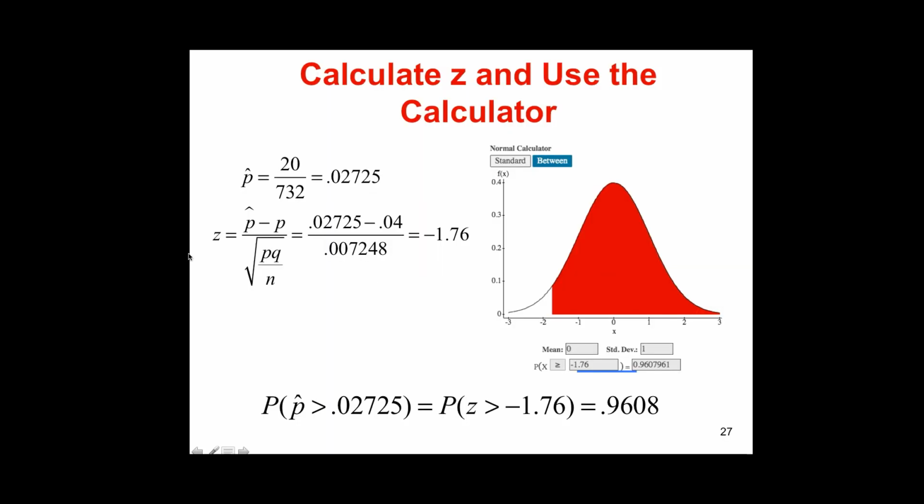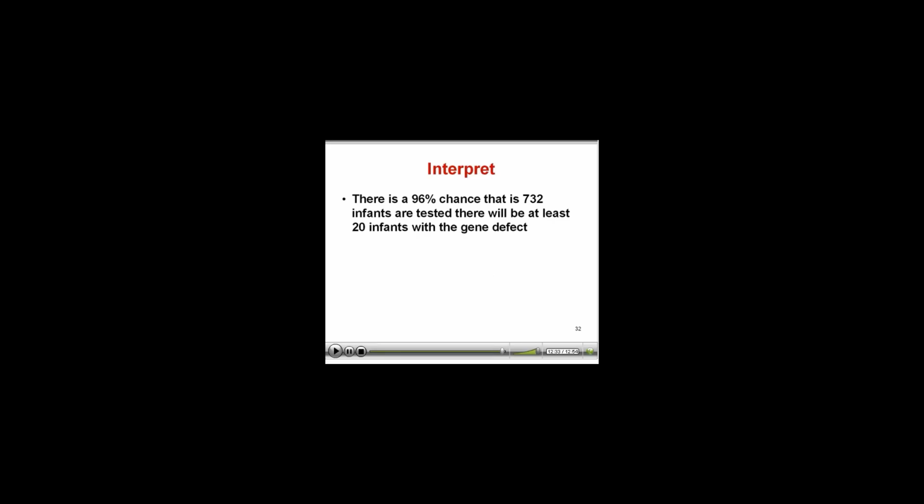Once again, we need to find the z-score corresponding to a sample proportion of 0.02725. So we're going to take that sample proportion and subtract the population proportion and divide by the standard deviation we just calculated. So the sample proportion corresponds to a z-score of negative 1.76. So the chance that z is greater than negative 1.76 is 0.9608. To conclude, there is about a 96% chance that if the researchers test 732 infants for the diabetes gene, they will find at least 20 of these infants have the gene.